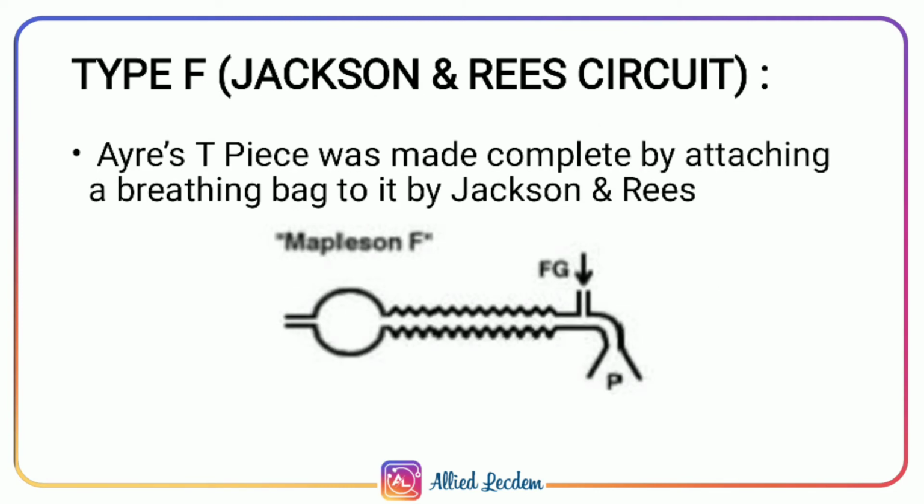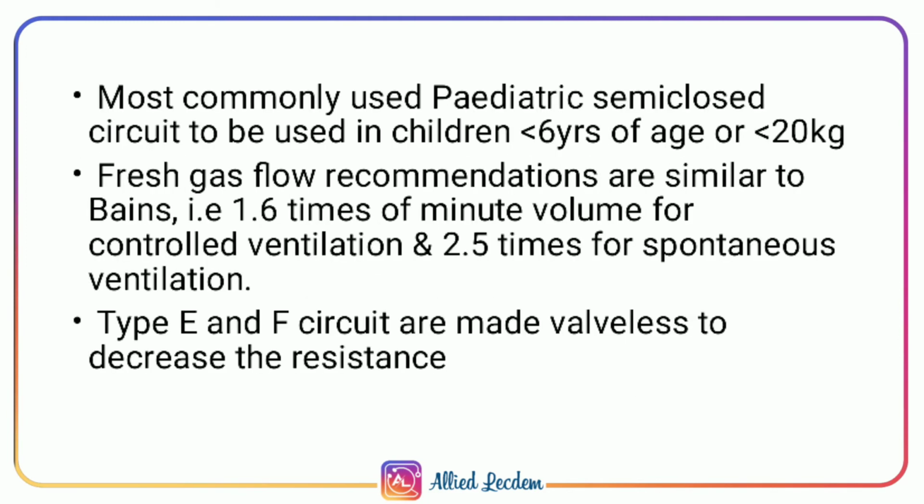Type F, also called Jackson and Rees circuit, Ayre's T-piece, was made complete by attaching a breathing bag to it by Jackson and Rees. It is the commonly used semi-closed pediatric circuit in children aged less than 6 years or less than 20 kg. The fresh gas flow for type F is similar to that of Bain, which is type D. Type E and F circuits are made valveless to decrease the resistance.